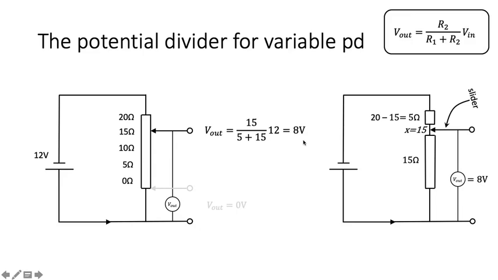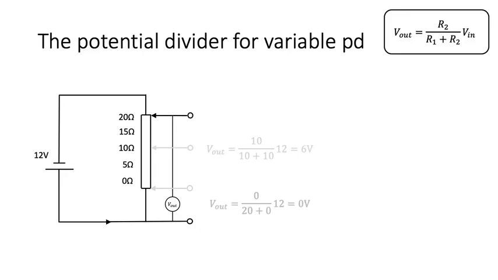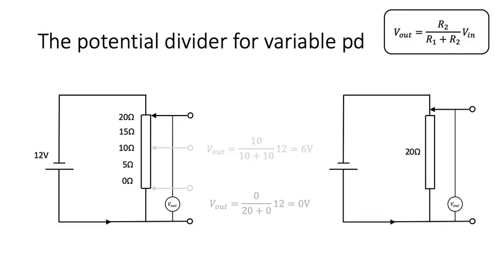And if we put it all the way to the top, then our output is completely in parallel with the 20 ohm resistor, and therefore the total output will be 12 volts.